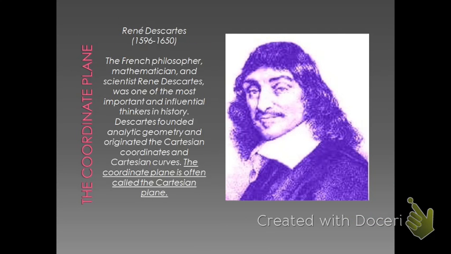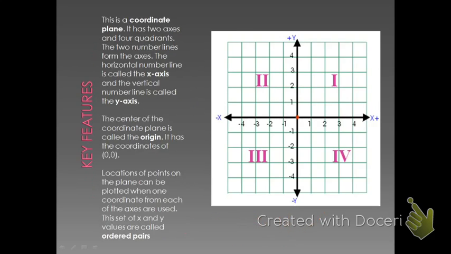The inventor of the coordinate plane was René Descartes, a French philosopher. He founded analytical geometry. He was considered a genius, and in fact the coordinate plane is often called the Cartesian plane after him. Descartes' coordinate plane allows us to reference points in space with a set of numbers.